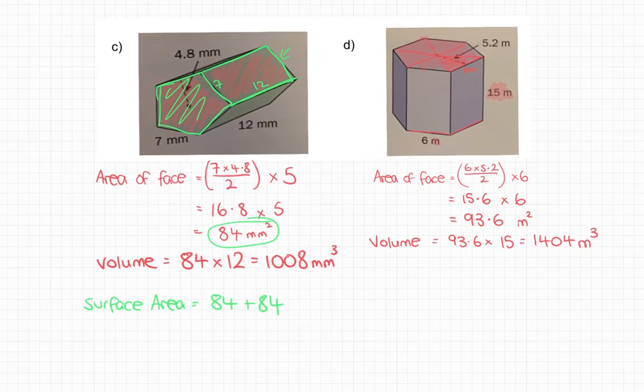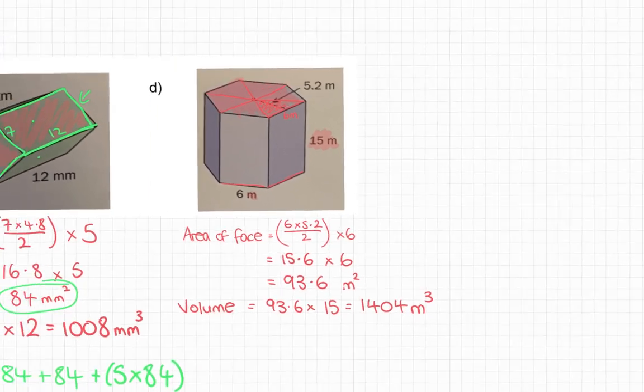And how many of them have I got around the shape? 1, 2, 3, 4, 5. So plus 5 more 84s. So my surface area of this shape is simply 84 plus 84 plus 84 plus 84. There's going to be 7 of them all together, isn't there? So if I do that calculation, I get 588. So the surface area of that one is 588 millimeters squared.